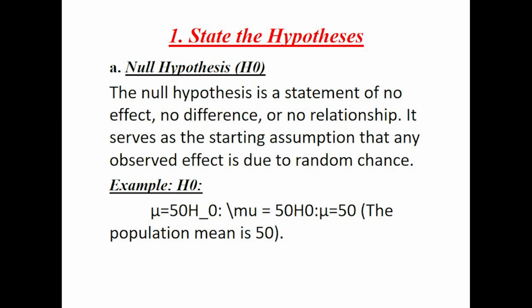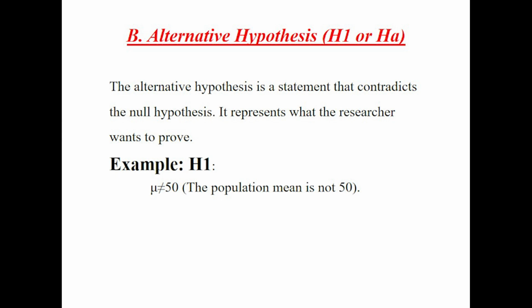So first things first, in hypothesis testing we state the hypothesis. That is the null hypothesis. We say there is no effect, no difference, no relationship. It serves as a starting point about the observed effect: is it due to random chance? So we say the null hypothesis is the value is equal to 50, or not equal to 50 is the alternate hypothesis. The alternate hypothesis is a statement that contradicts the null hypothesis, and it represents what the researcher wants to prove. And here we say mu is not equal to 50, considering that it is a two-tailed test.